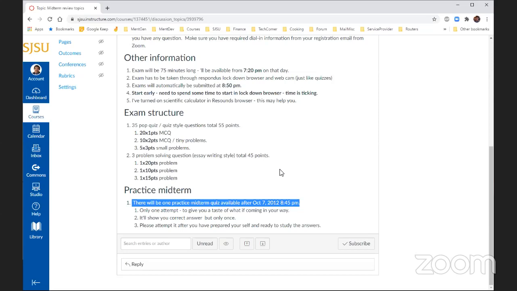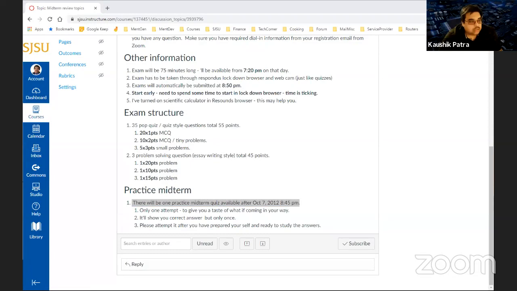Professor, can you explain what it means by it'll show you the correct answers, but only once? So remember, once you are done with the exam and you submit it, I think it will close the lockdown browser, and then if you go to that quiz to look at the grade, it will not be graded for the essay questions, but it will be graded for the others, and it will show you the answers there.